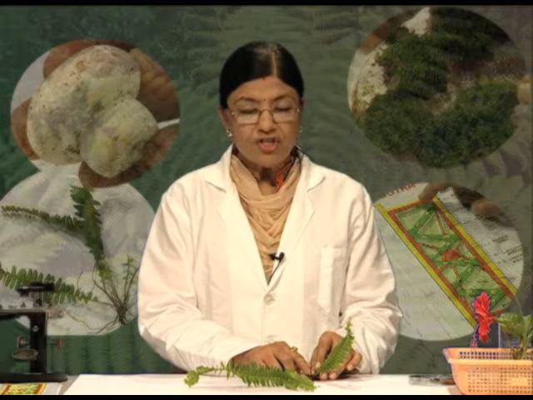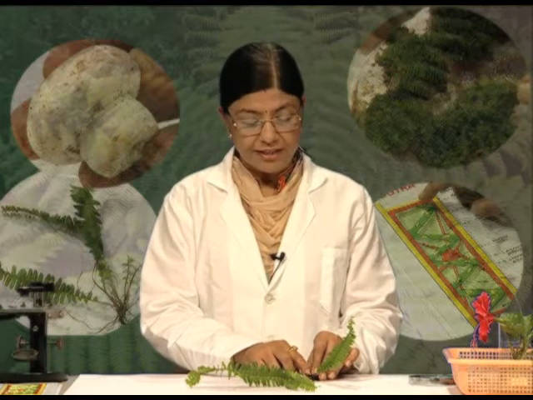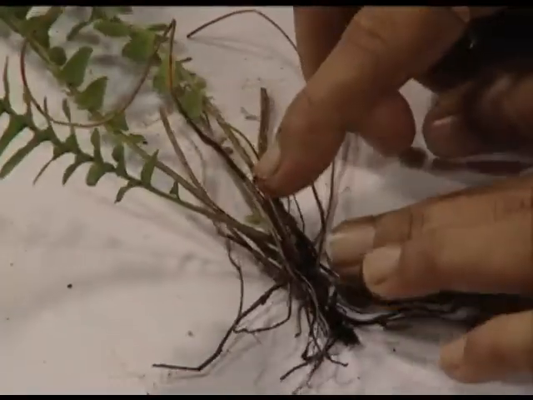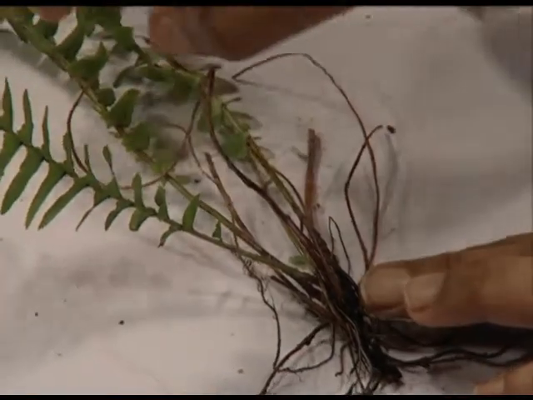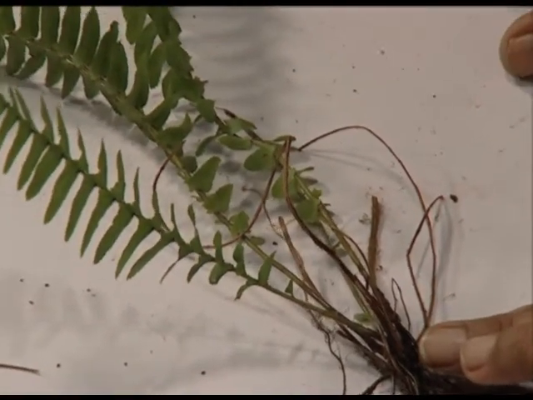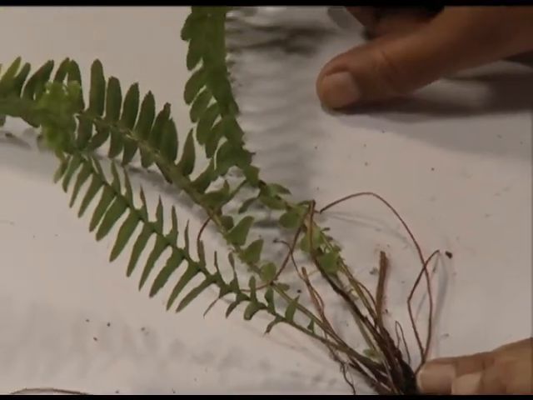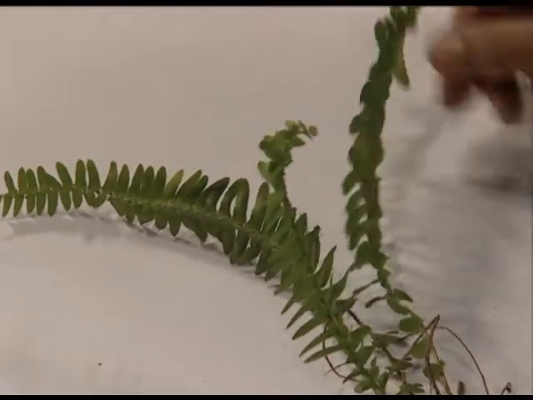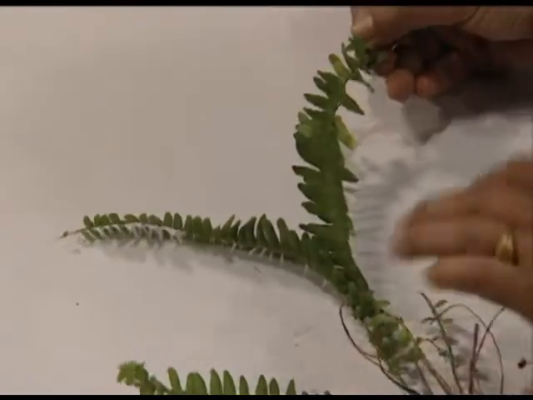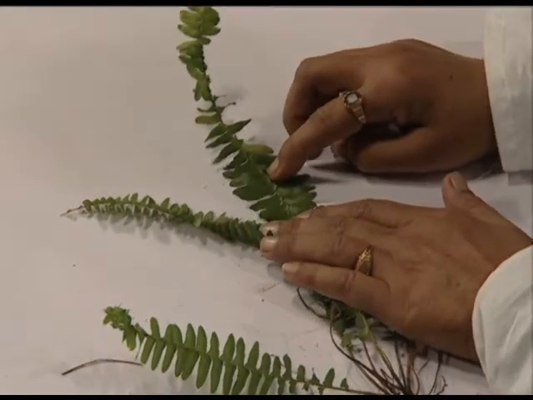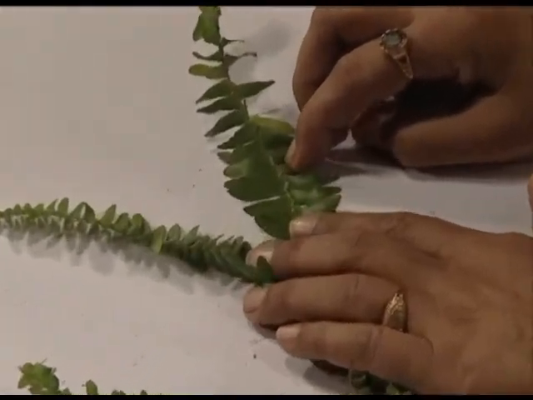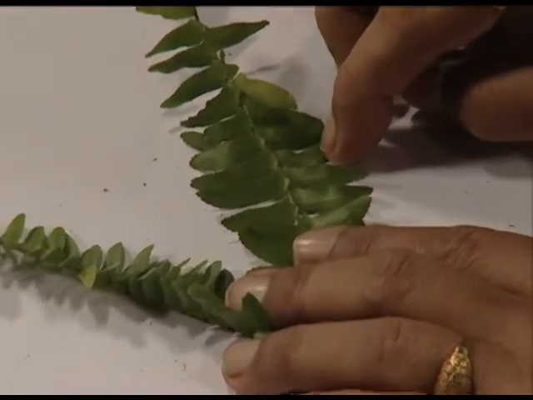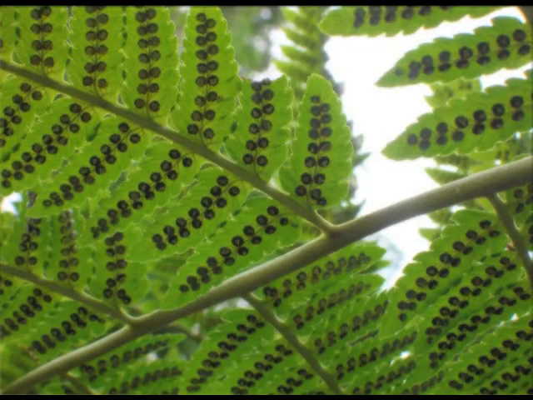From the adventitious buds present on the stem have come out a large number of leaves. These leaves are very large, green in color, and they are compound leaves. On the underside of the leaves, in drier seasons, are present spore-bearing structures called sporangia.